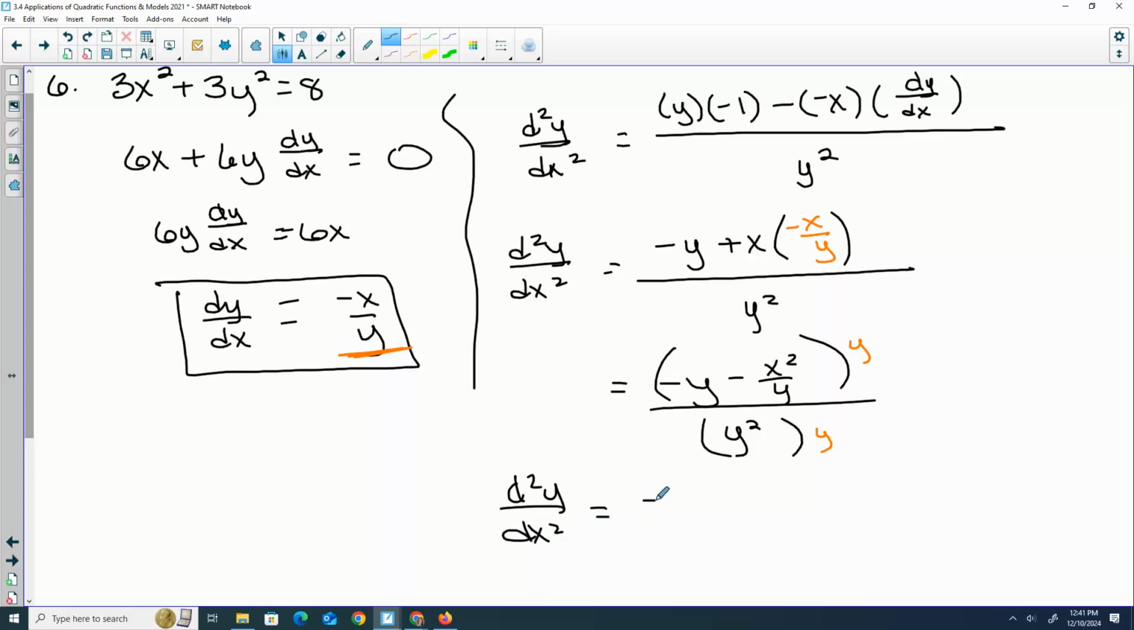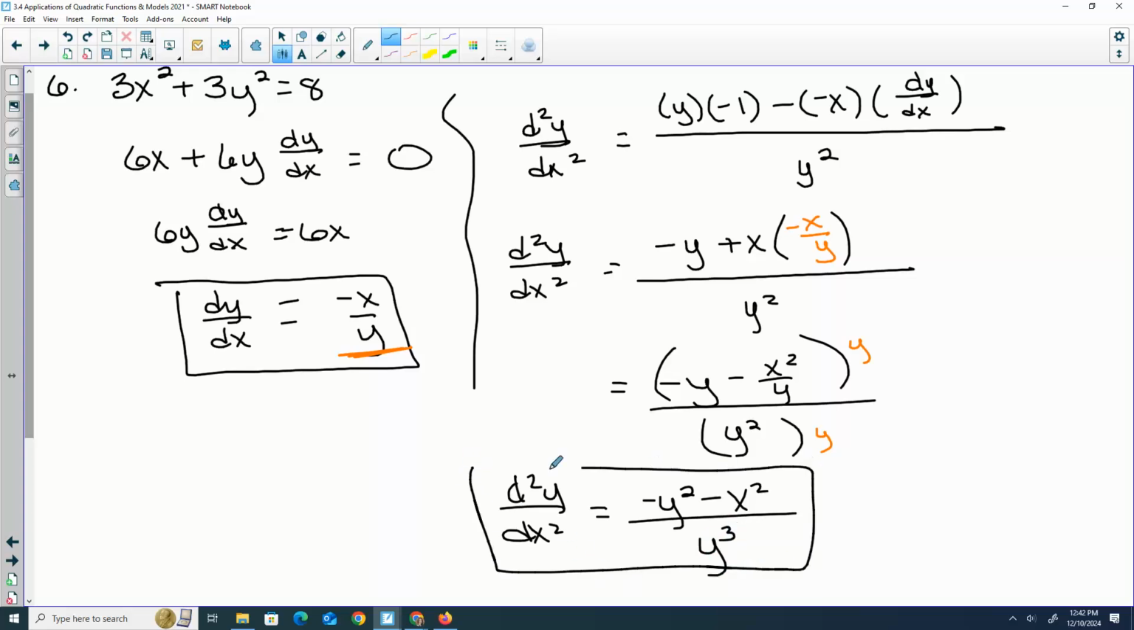negative y times y is negative y squared. Negative x over y times, negative x squared over y times y is just negative x squared. Y squared times y is y cubed. How is dy dx equal to negative x squared? That's what we got when we worked our first derivative.